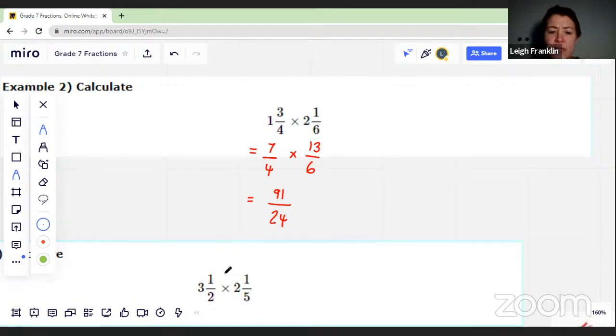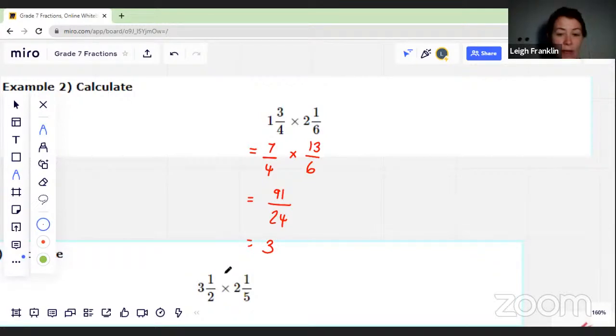3 times. Somebody else says 3. Okay, so it's going to go in 3 times. You're right. Because 1 times 24 is 24, 2 times 24 is 48, 3 times 24 is going to give us 72. Okay, so now we've got to find the difference between 91 and 72.